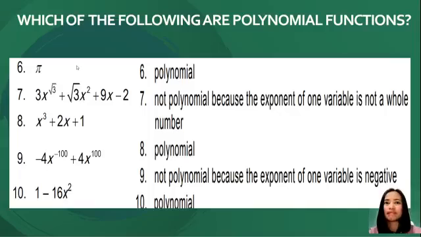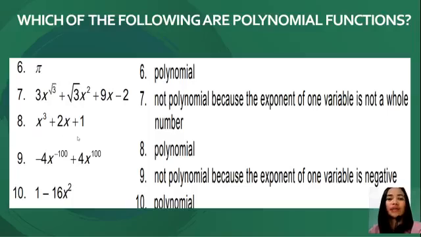Okay, number 6 is pi. So number 6 is a polynomial. Number 7, we have 3x raised to square root of 3 plus square root of 3x squared plus 9x minus 2. Number 7 is not a polynomial because the exponent of one variable is not a whole number, which is 3x raised to square root of 3. The exponent that we have here is square root of 3, and this is not a whole number. Okay, so for number 8, we have x cubed plus 2x plus 1. So this one is a polynomial.